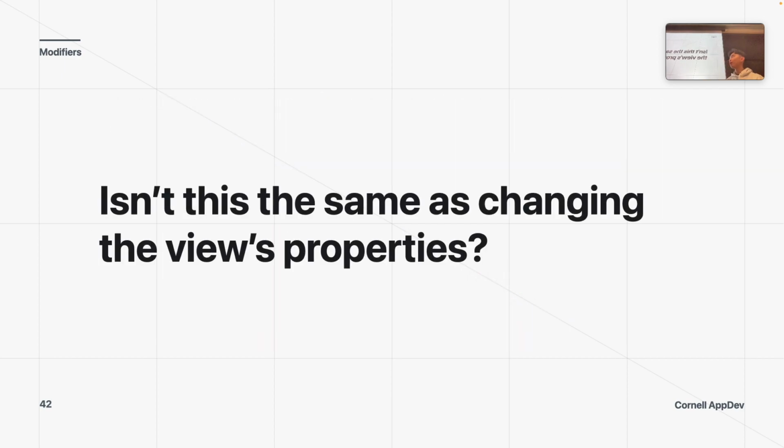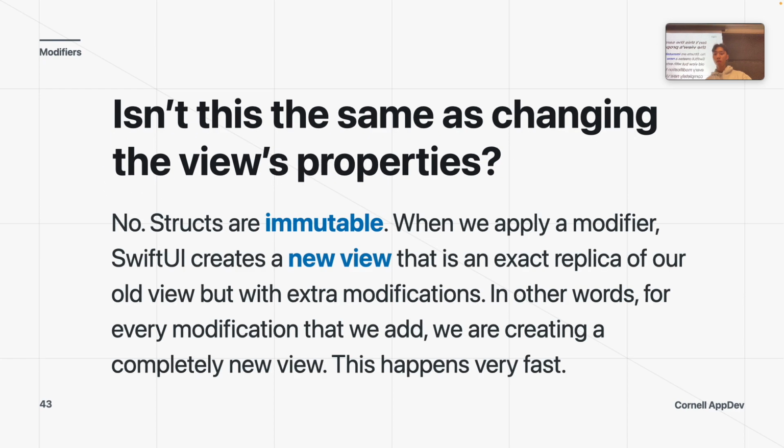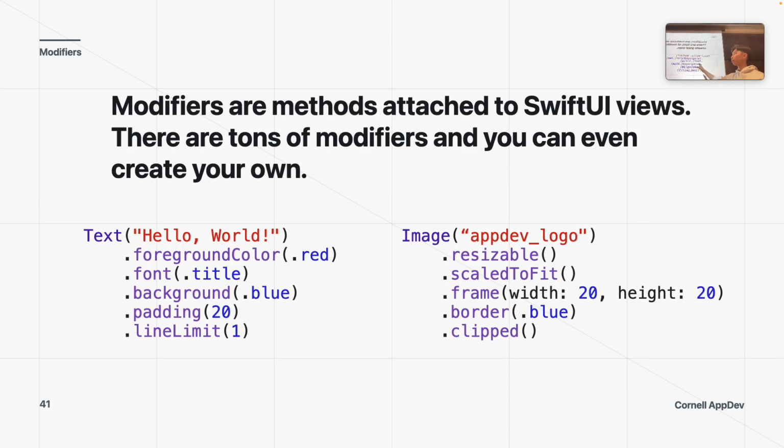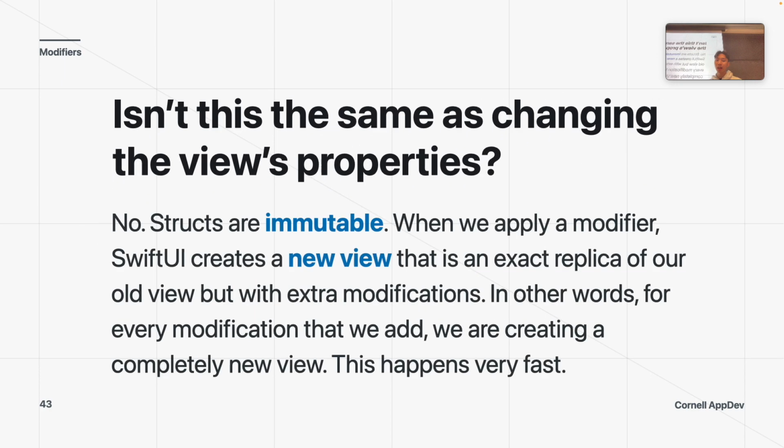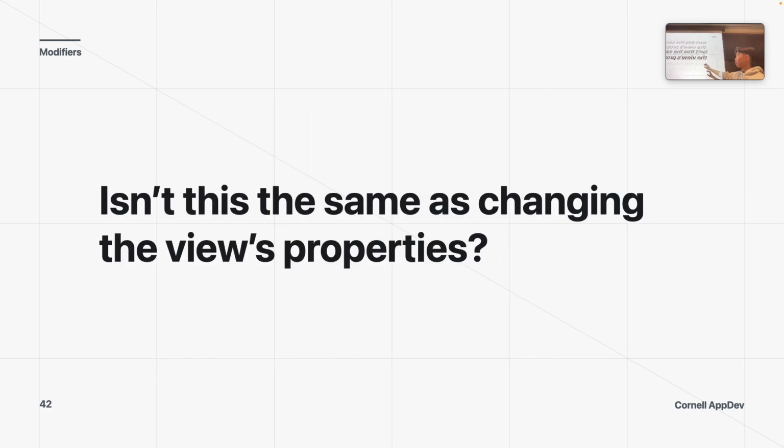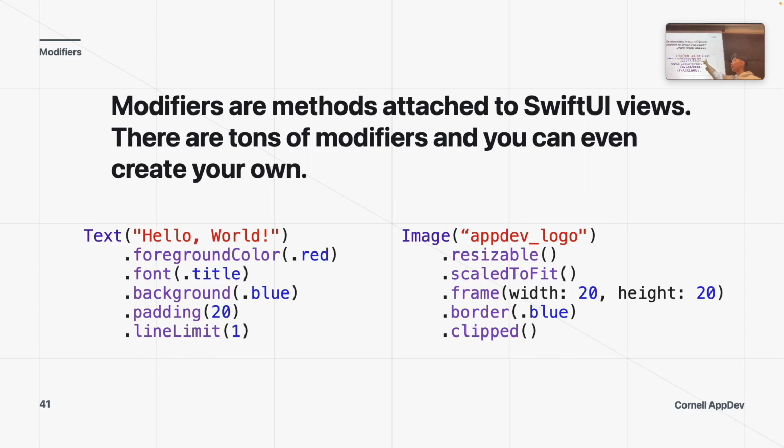Now, you may think, isn't this the same thing as changing the view's properties? Well, not really. Structs are immutable. When you change a property, that entire struct gets deleted. So what happens whenever we create these modifiers? Well, what's happening behind the scenes is that a new struct is actually being created. So for example, if I had this text with hello world, by doing dot foreground color, a new struct is being created with this modifier. A brand new view is being created. Whereas in UIKit, if you have the UILabel and you're changing its properties, that same instance still lives.